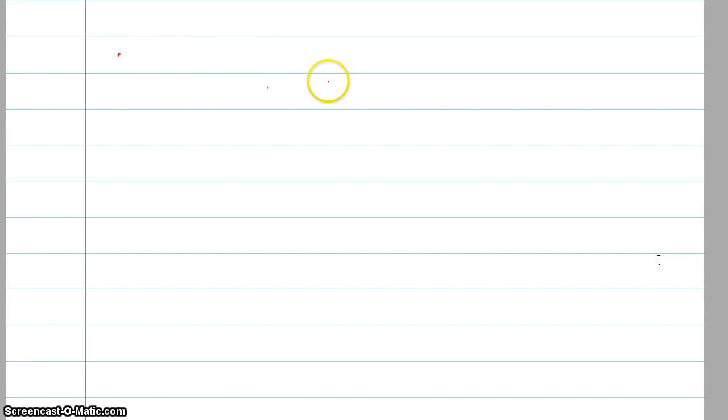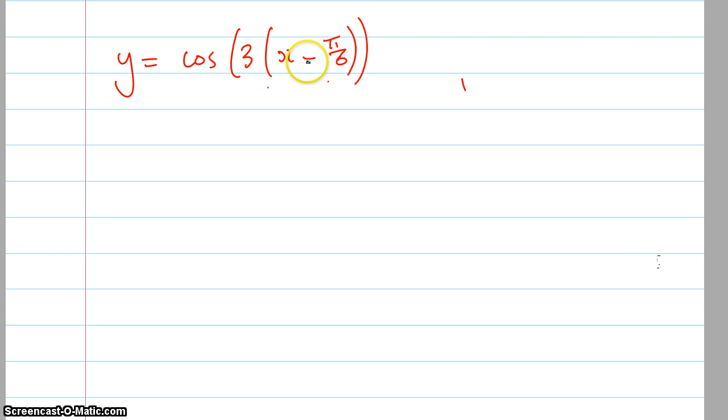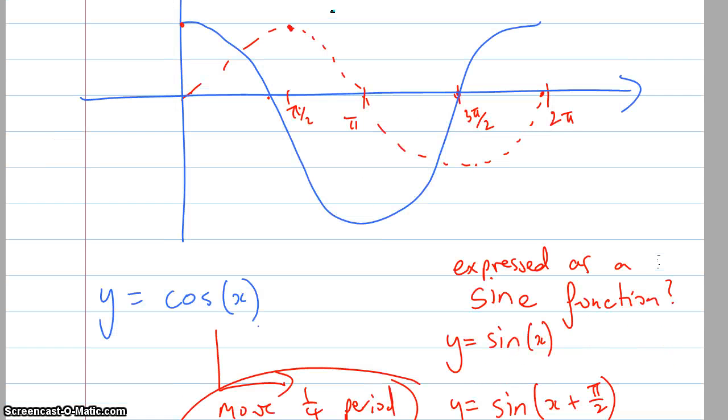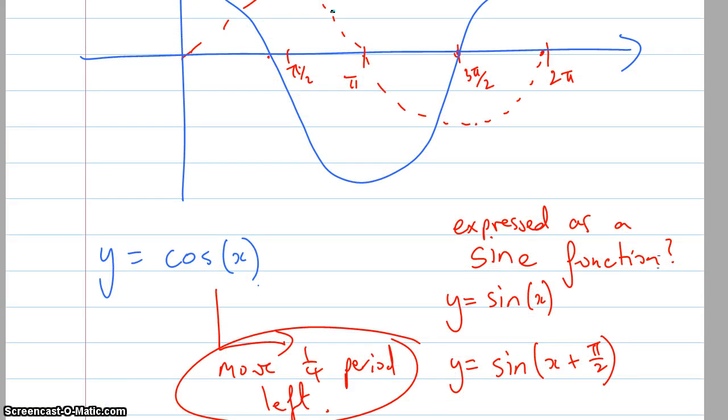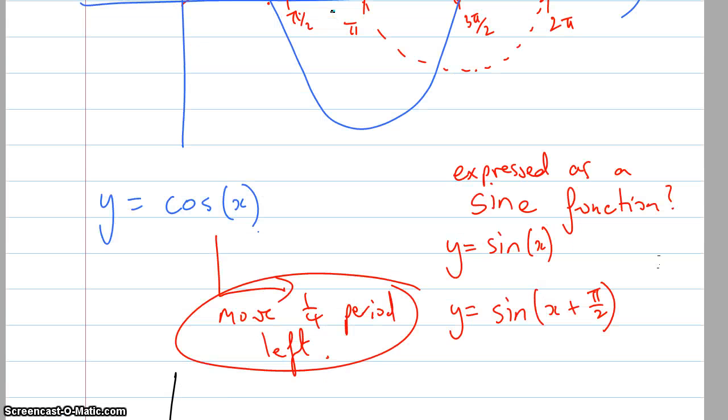Okay. So y equals cos of 3x, was it minus or plus? It was minus pi on 6. Okay, and I want to make that into an equivalent sine graph, so that I can express it slightly differently. Now, going back up to the first one that I did, I said if I want to make a cos graph an equivalent sine graph, I've got to move it a quarter of the period to the left. Okay, so that's what I'm going to do.